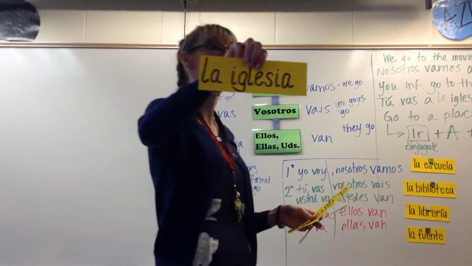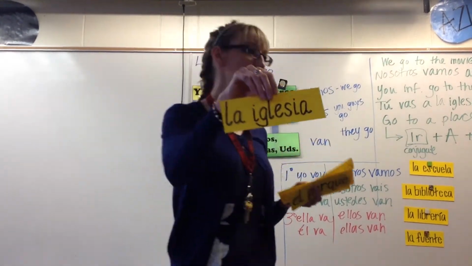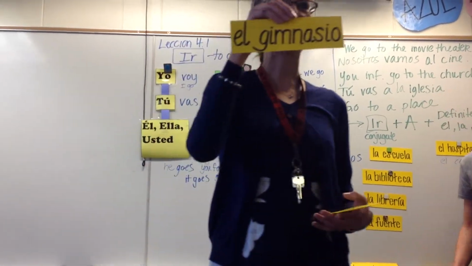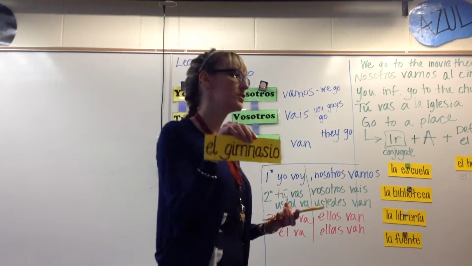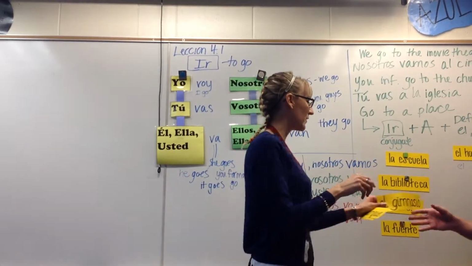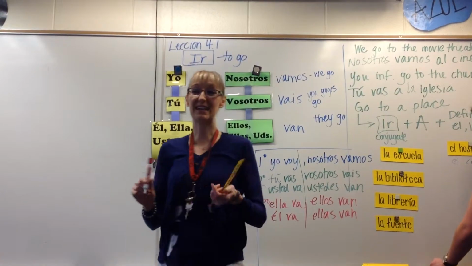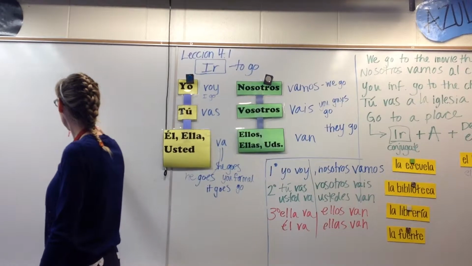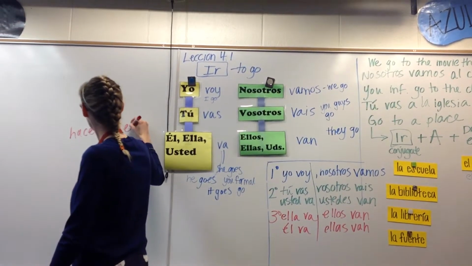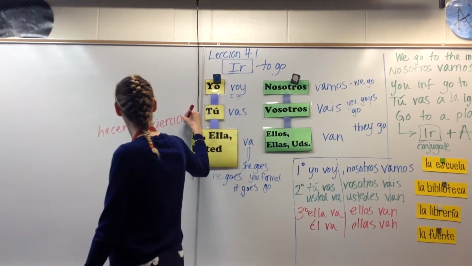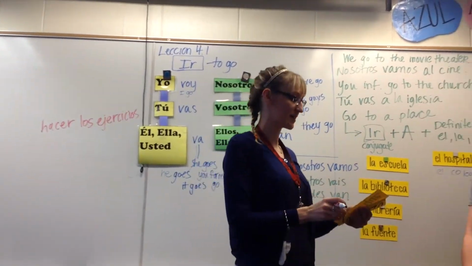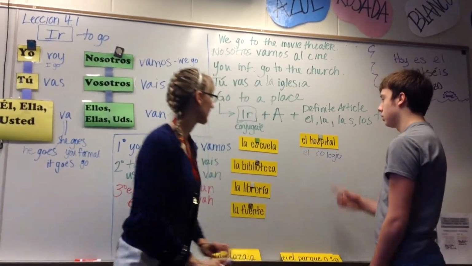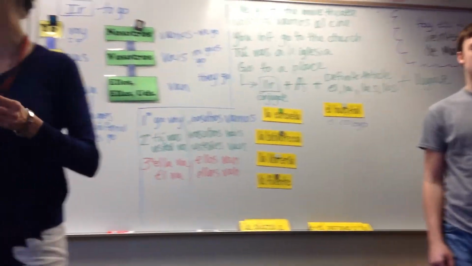We have, repite, la iglesia. ¿Qué significa la iglesia? Church. Muy bien. How about el gimnasio? What do you do at el gimnasio? Work out. How do you say to do exercise? You guys actually know this because you've seen it in your homework over and over again. Hacer los ejercicios. Muy bien. That'd be a great thing to write down, just so you know what to do in that place. And we have the other two. Muy bien. We got them all separated, and we'll find some magnets at some point and stick them up there.